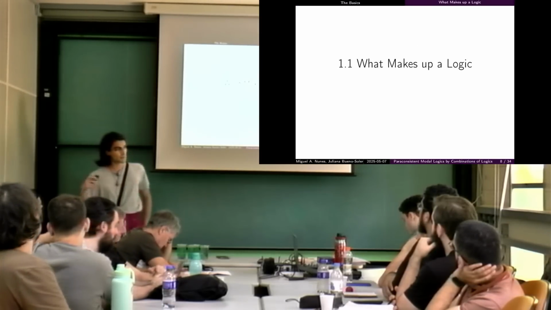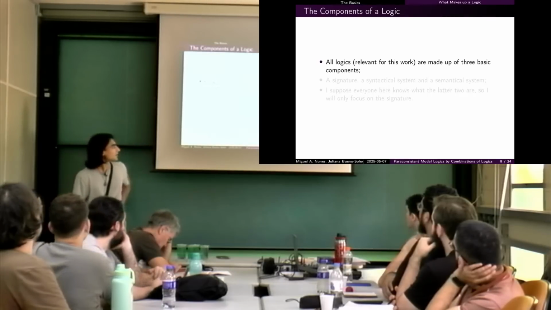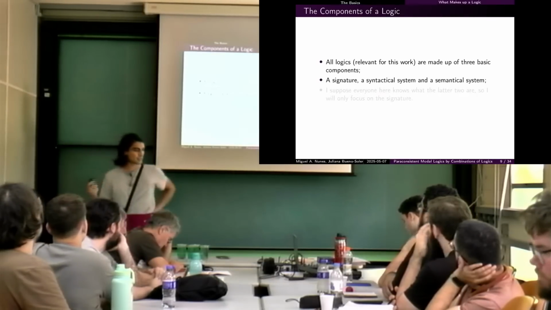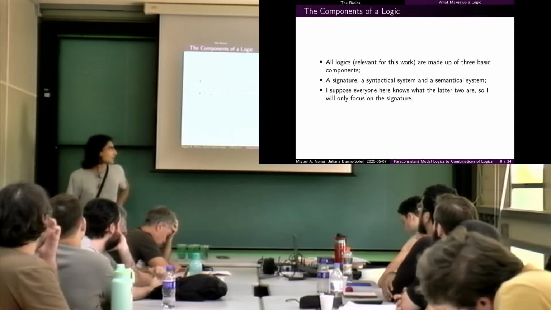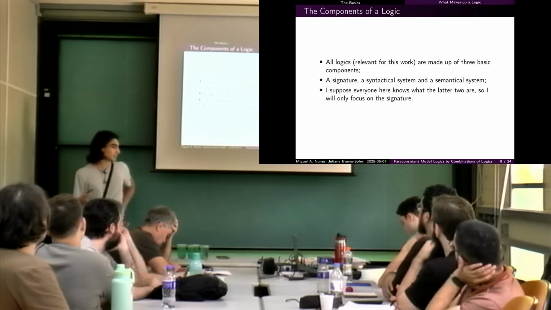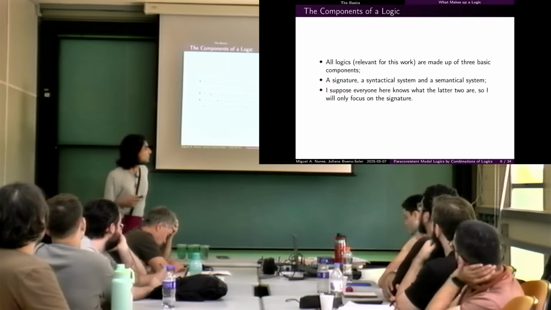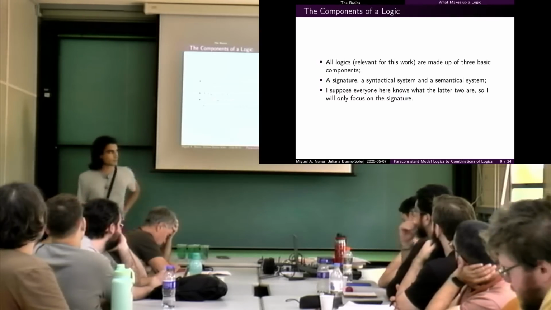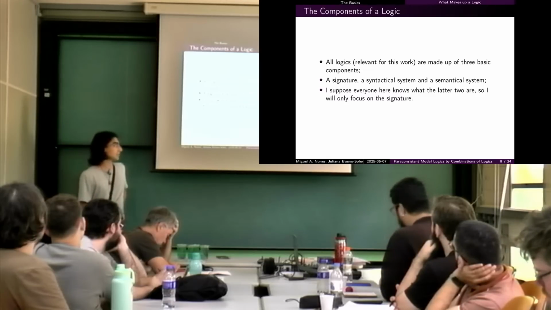First, what makes up a logic? All logics that are relevant for this work have three components: the signature, the syntactical consequence system, and the semantical consequence system. I suppose everyone here knows what the latter two are, and I also don't have time to explain those. We're just going to talk briefly about what a signature is, because I found that not every logic textbook goes into detail about this.